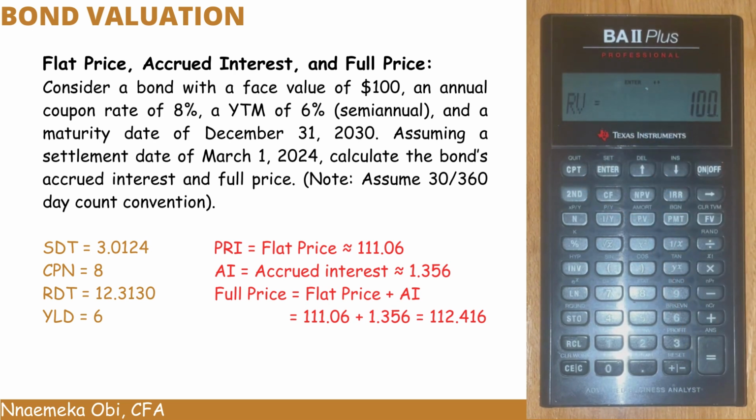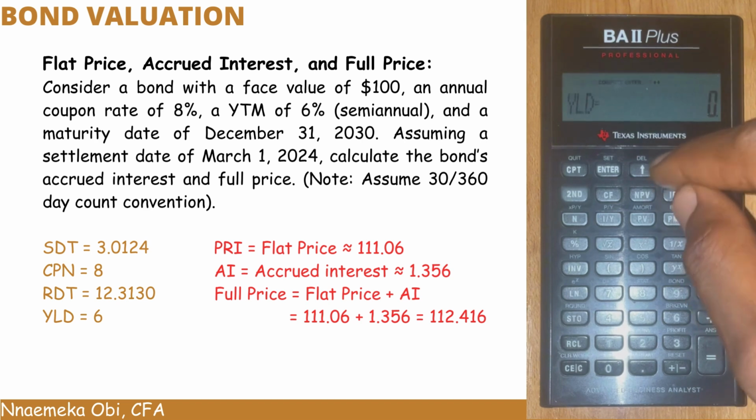Then we'll press arrow down. Now, once we press arrow down, we see RV, which is the redemption value. So we leave that at 100. We'll press arrow down. We see 360. This means that the calculator is already in the 30/360 day count convention. We'll press arrow down. We see 2/Y. That 2/Y is 2 coupon payments per year. Since we are already told in this example that the bond pays coupons semi-annually, we leave it at 2/Y.